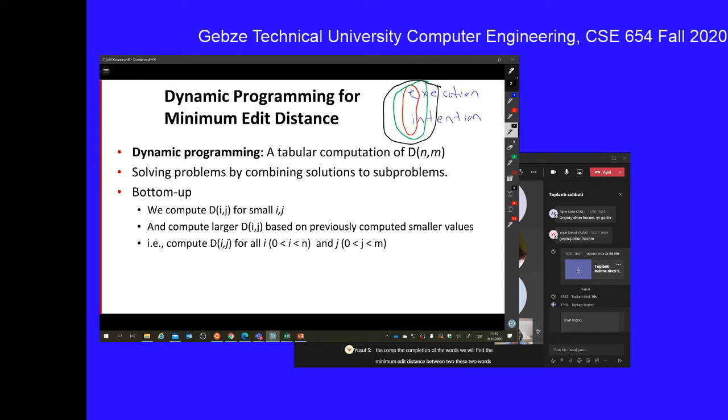So it's a bottom-up building strategy. We will compute d(i,j) for small i, j, and compute the larger d(i,j) based on the previously computed small values, and we will be done that way, and we will hopefully reach this position, D and M. Okay, good.